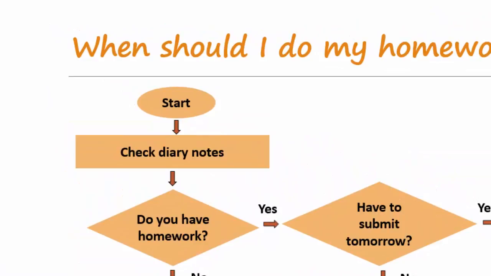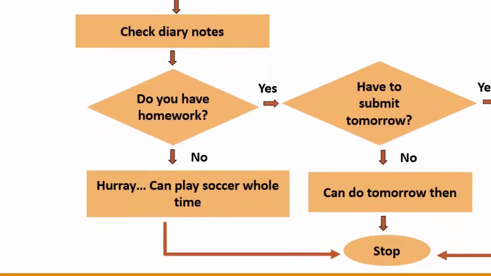We write the start statement in the oval box. The next step, we check the diary notes. Because this is a process or some action taking place, we write that in a rectangle box. So we check the diary notes. Then we have a decision to make. Do you have homework? And we write that decision in a diamond box. If no, then hooray, you can play soccer the whole time. And the flowchart goes to a stop.